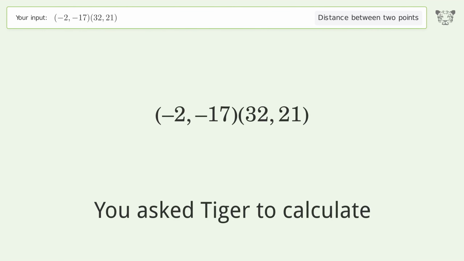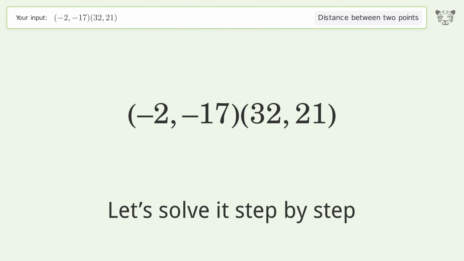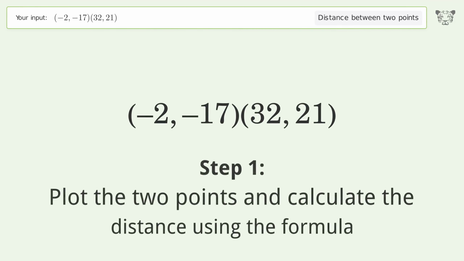You ask Tiger to calculate. This deals with the distance between 2 points. The distance between the 2 points is the square root of 2600, or 50.99. Let's solve it step by step. Plot the 2 points and calculate the distance using the formula.